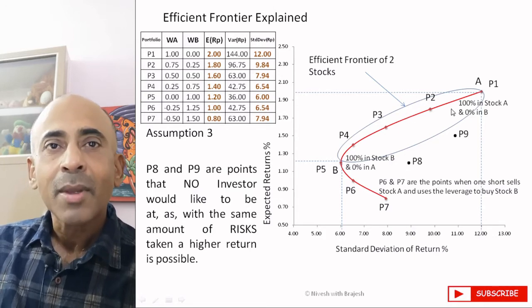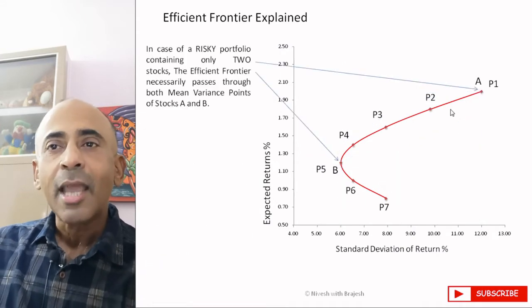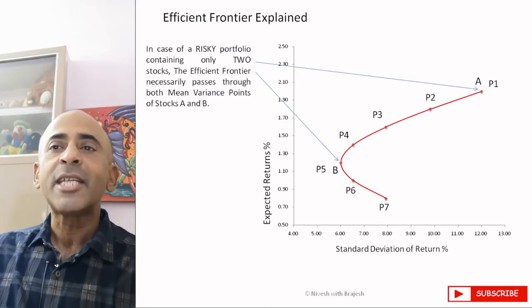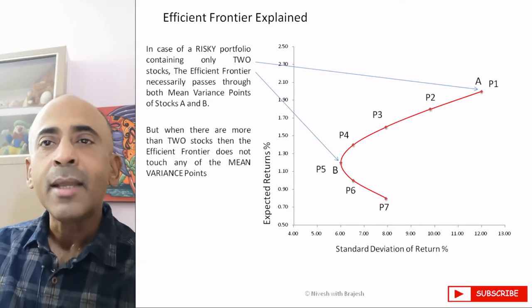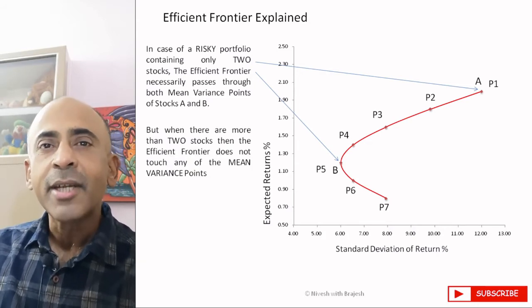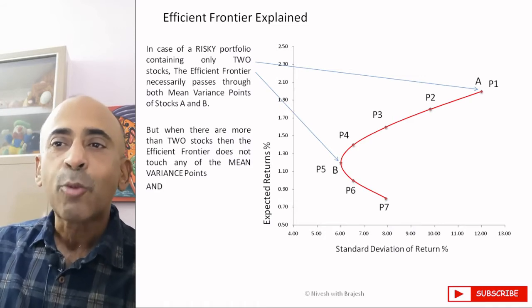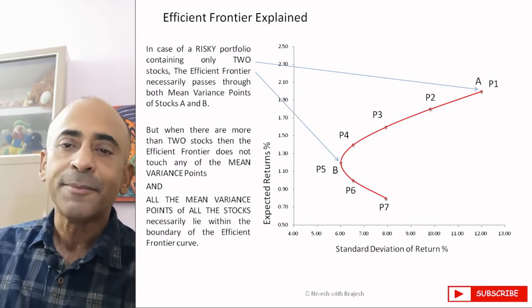In case of a portfolio comprising of only two stocks, the efficient frontier necessarily passes through both mean variance points of stocks A and B. But soon we will see that when there are more than two stocks in a portfolio, the efficient frontier does not pass through any one, and all the mean variance points or portfolio points will lie inside the efficient curve and none on the curve.